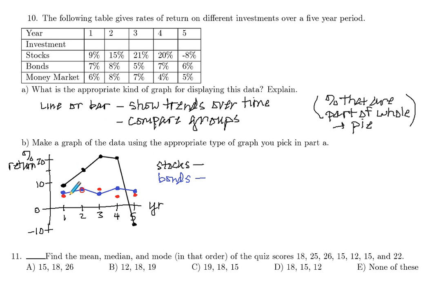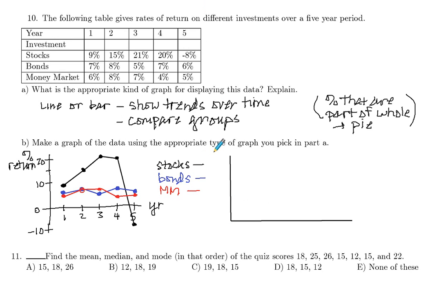And then we connect those up. And we do our key here for money market. Use MM, and that's in red. And we could do the same thing with a multi-bar graph. So we could have 3 different types of bars, one for stocks, one for bonds, and one for money market.